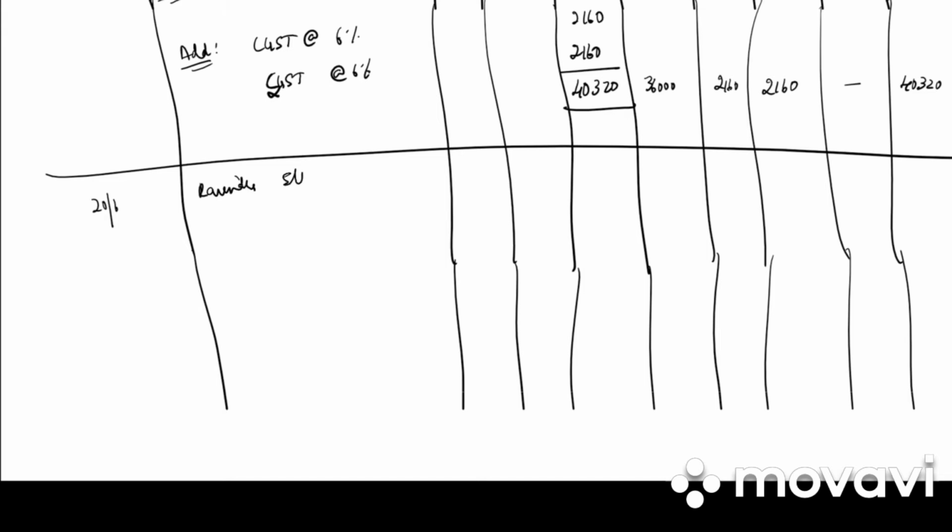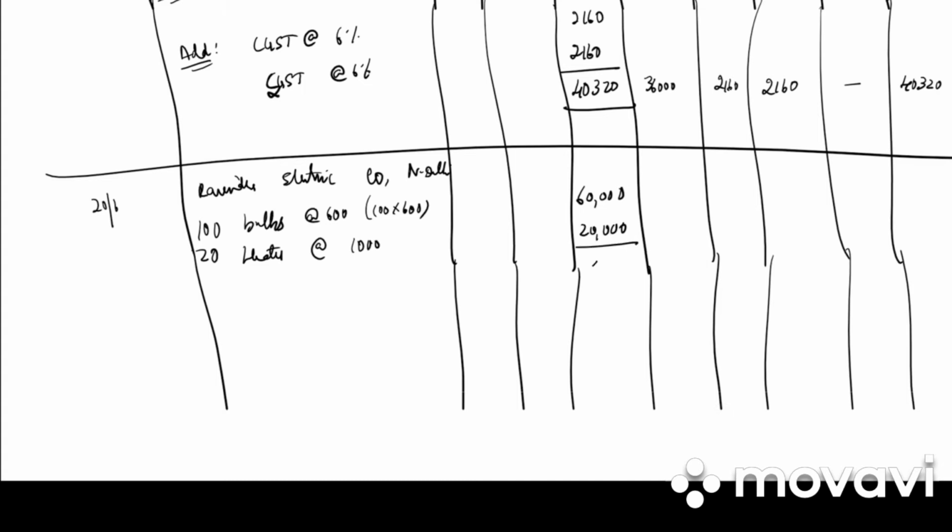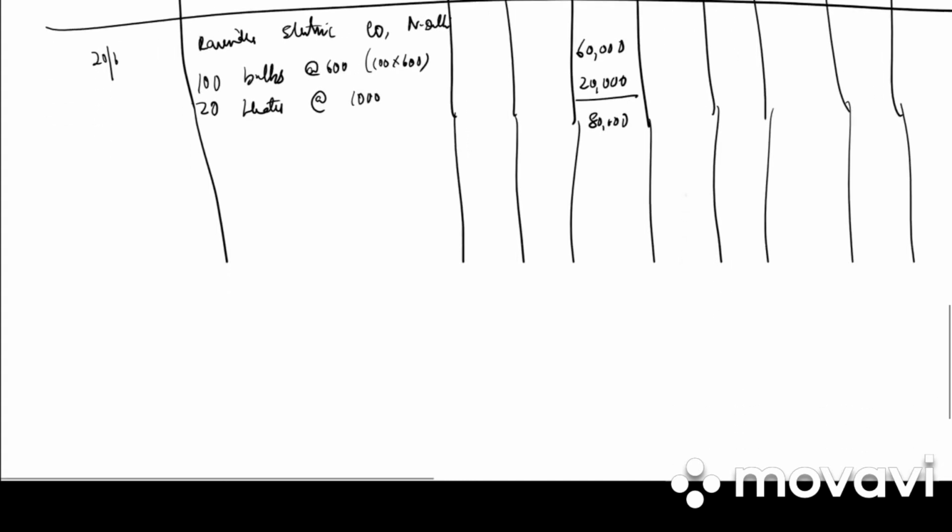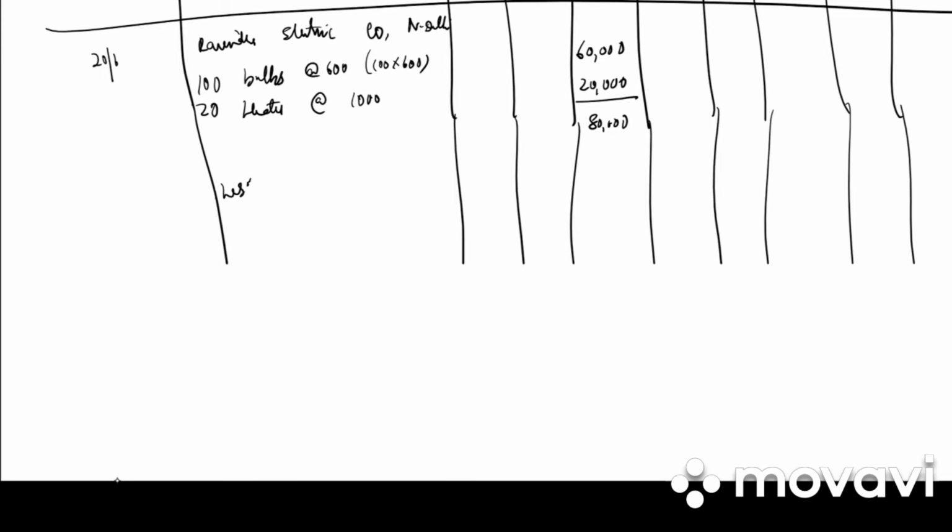Next on June 20th, we have Ravindra Electric Co., New Delhi. 100 dozen bulbs at 600 per dozen. So 100 into 600 is 60,000. Then we have 20 water heaters at 1,000. So 20 into 1,000 is 20,000. Total is 80,000. Less trade discount at 25%.